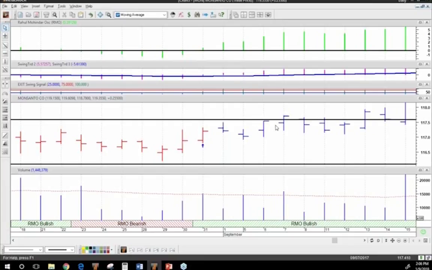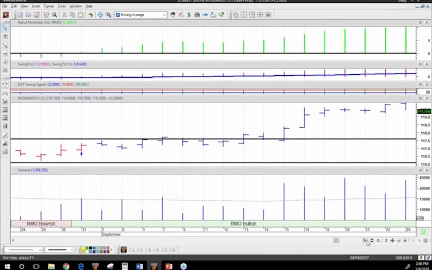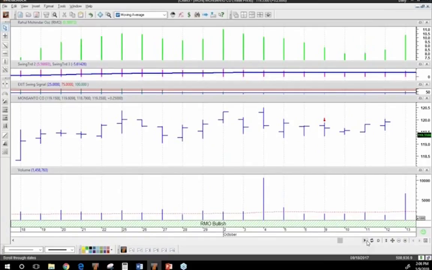So if we bought here, we put in our stop loss, and at that point we're just in a holding routine. As long as it doesn't go down below our stop loss, we're going to stay in the security, obviously. Okay. What happens is Monsanto does go up.